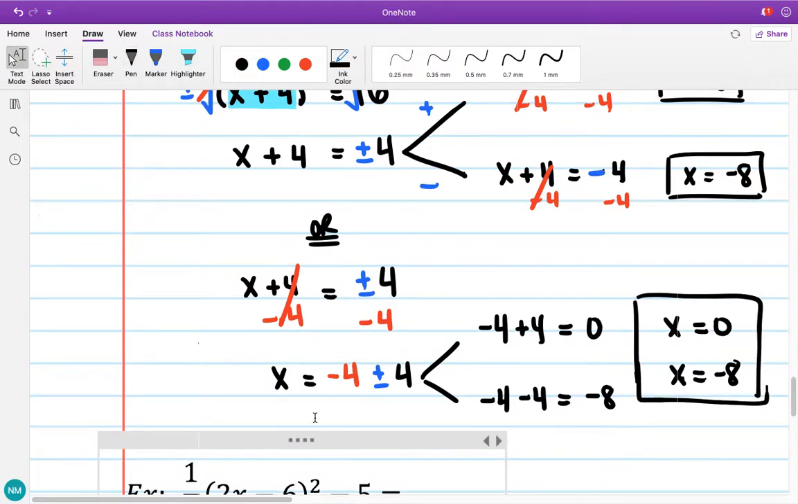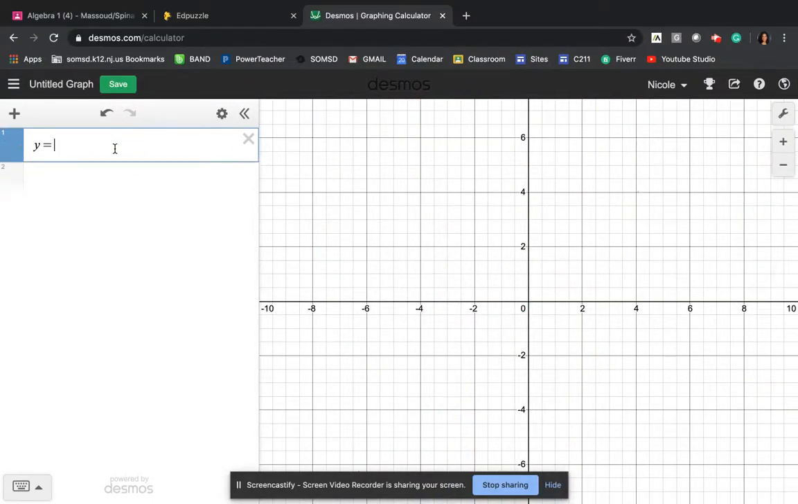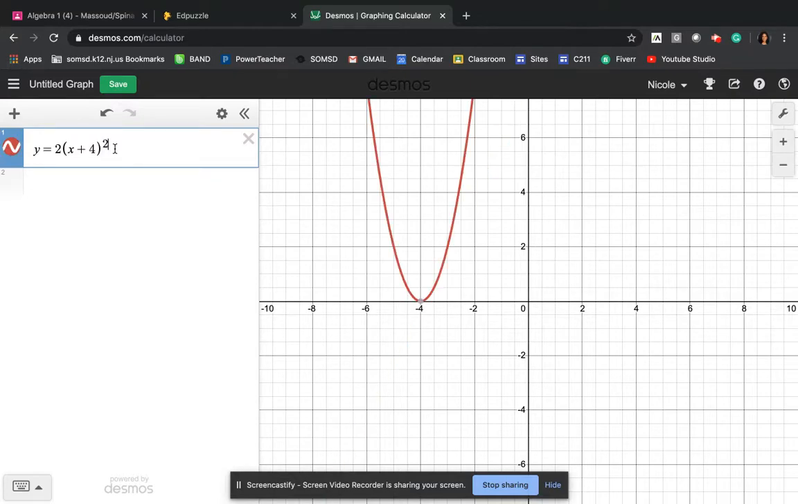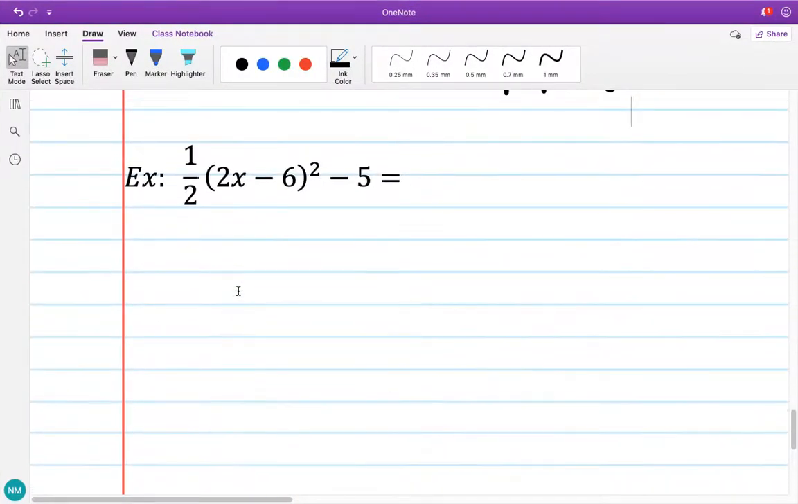Let's see what that looks like on a graph. So we have y equals 2 times x plus 4 squared equals 32. What are my x-intercepts? Negative 8 and 0. Oh, we're so good. We got it. I'm not going to go into singing.